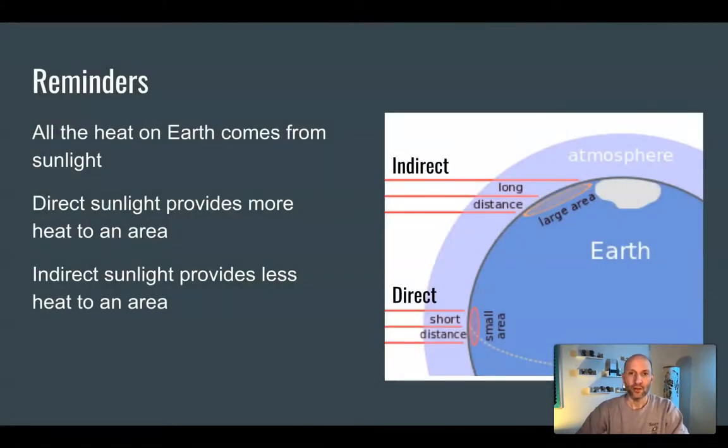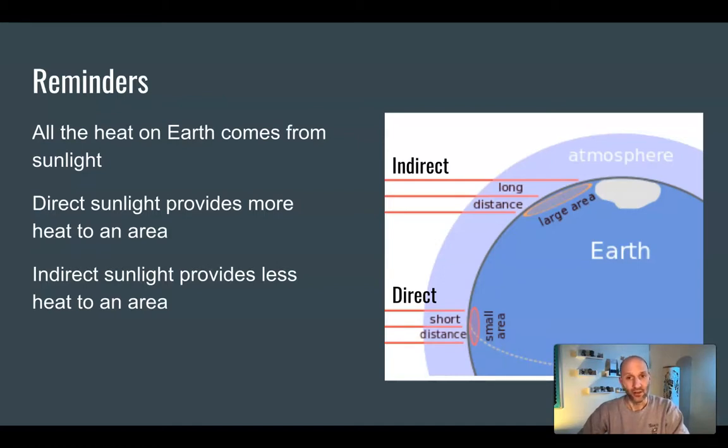A lot of this video is going to focus on sunlight, so there's some important reminders. The first is that all heat on Earth comes from sunlight. Depending on where you are on Earth, you get different types of sunlight. Sunlight that is coming from directly overhead is direct sunlight. The heat in that sunlight is very concentrated. So direct sunlight provides more heat to an area.